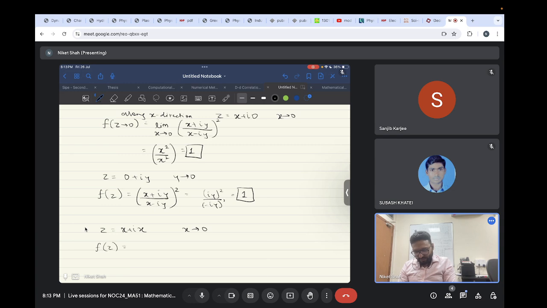f of z is equal to (x plus ix) divided by (x minus ix) the whole square. The x square goes away. What I'm left with is (1 plus i) divided by (1 minus i) the whole square. Is this okay? Which will give me 1 plus i multiplied.